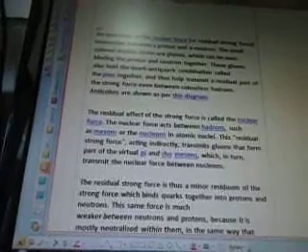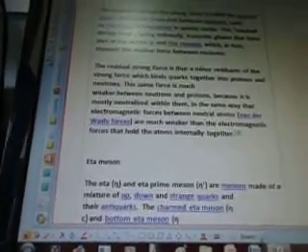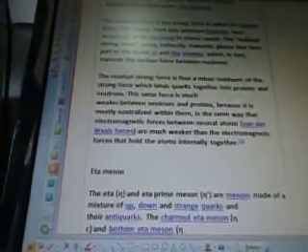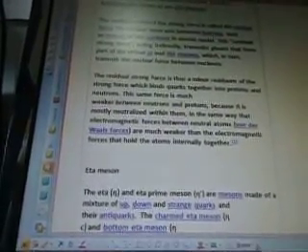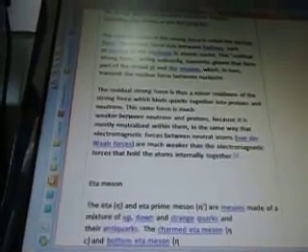The nuclear force acts between hadrons such as mesons or the nucleons in atomic nuclei. This residual strong force, acting indirectly, transmits gluons that form part of the virtual pi and rho mesons, which in turn transmit the nuclear force between nucleons. The residual strong force is thus a minor residuum of the strong force which binds quarks together into protons and neutrons. This same force is much weaker between neutrons and protons because it is mostly neutralized within them, in the same way that electromagnetic forces between neutral atoms, van der Waals forces, are much weaker than the electromagnetic forces that hold the atoms internally together.